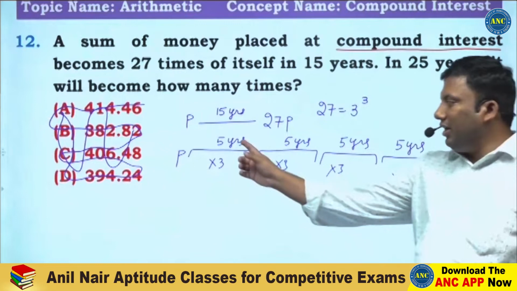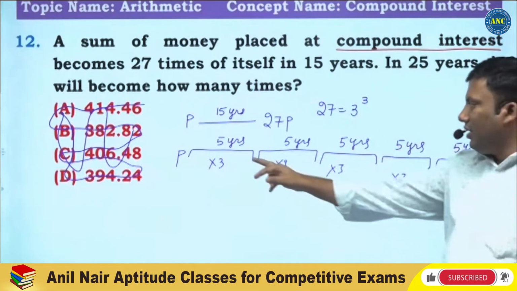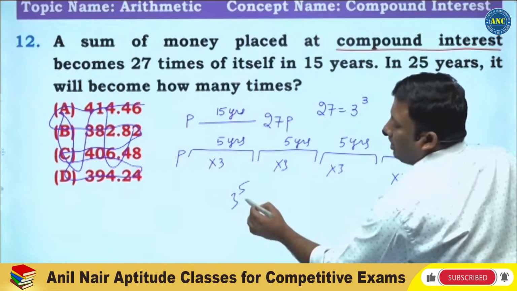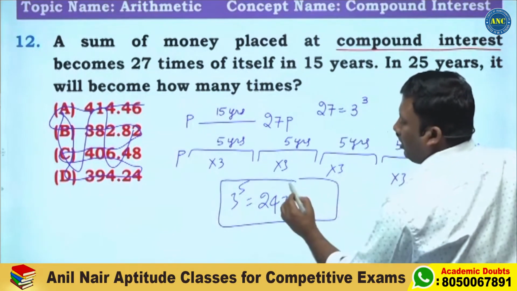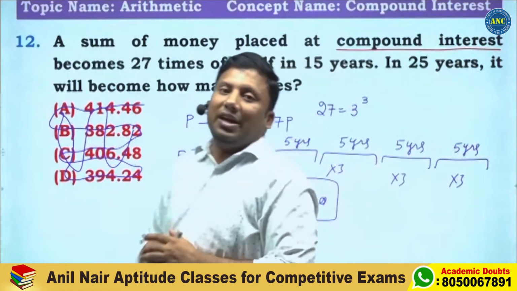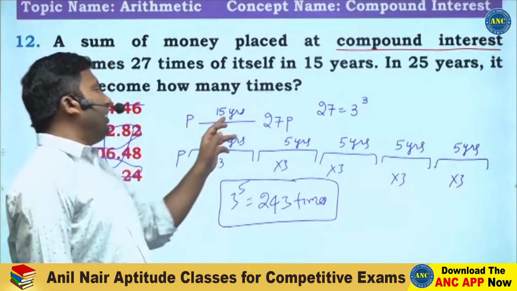So total 25 years: 5, 10, 15, 20, 25. Each 5-year block gives a factor of 3, six threes in all. The answer is 3 power 5, which is 243 times.